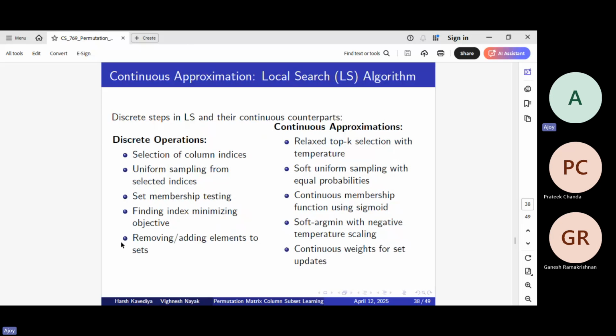Yeah, so these were in the first algorithm, and now this is the swapping algorithm. It also has a certain set of discrete operations. So selection of column indices again, and uniform sampling from the selected indices. We have again used a soft approximation for that. For set membership testing, we have used a continuous membership function using the sigmoid function. To find the index minimizing the objective, we have used a soft argmin instead of the hard one. And for adding or removing elements to the set, we have used continuous weights.